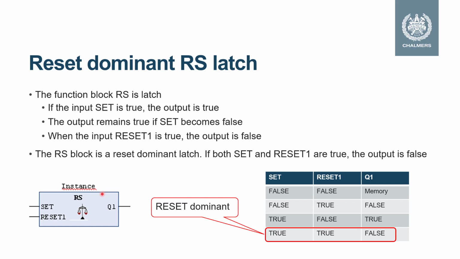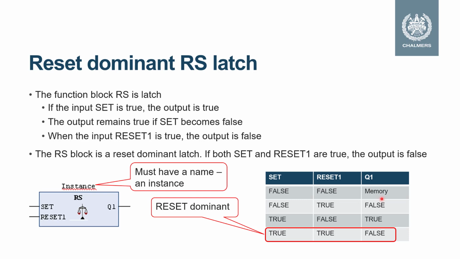We can see one other thing about this function block, and actually all function blocks. They need to have a name, an instance, because this block requires memory space, and therefore we need a name to allocate that memory space.